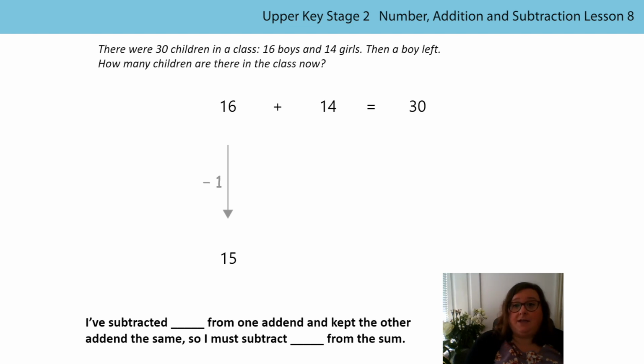And now there are 15 boys. The number of girls stays the same, so there are still 14 girls. So I've subtracted 1 from one addend, and I've kept the other addend the same, so I must also subtract 1 from the sum. So now there are 29 children in the class.